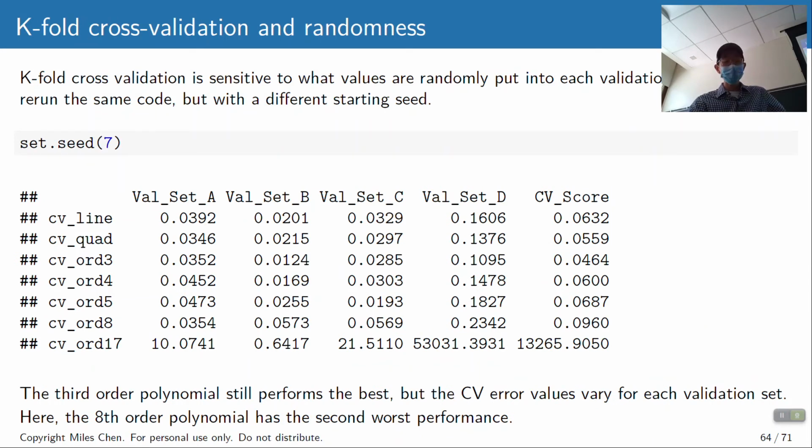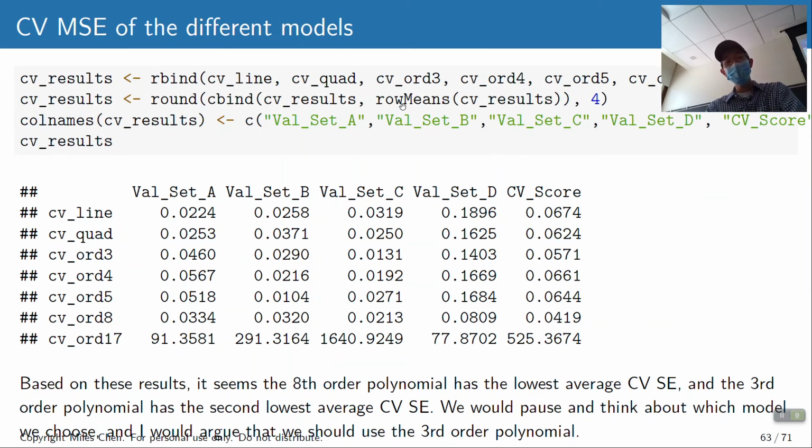Now, here I just changed my seed. When you do k-fold cross-validation and partition your data into 4 different sets, which data points end up in which sets is subject to randomness. So if somebody else did 4-fold cross-validation on the exact same data and the exact same set of models, they might get slightly different scores. Here I ran through the exact same process, but this time I randomly changed what my validation sets were.